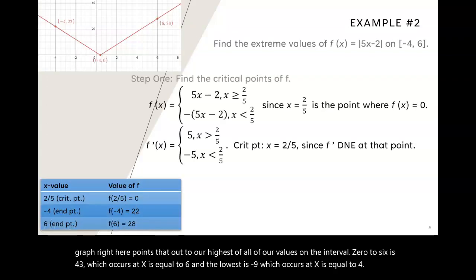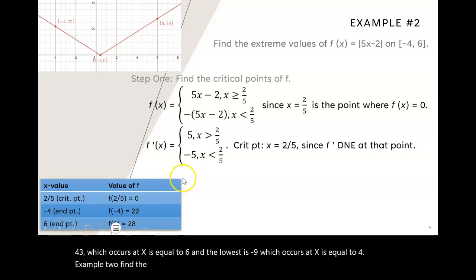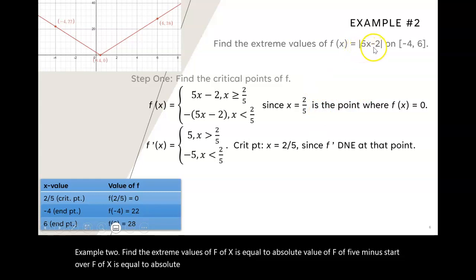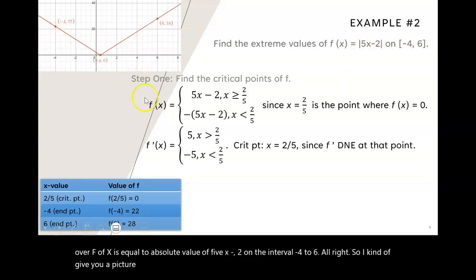All right, example 2, find the extreme values of f of x is equal to the absolute value of 5x minus 2 on the interval -4 to 6. All right, so I kind of give you a picture here to anticipate what we're going to be looking at. But the idea is, as always, we want to find our critical points of f.